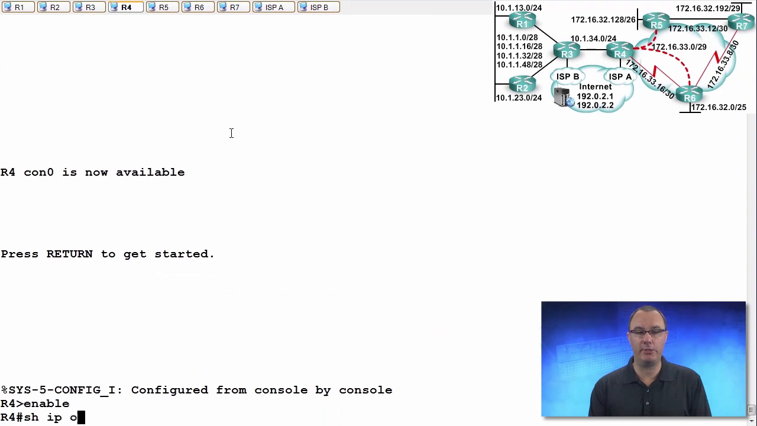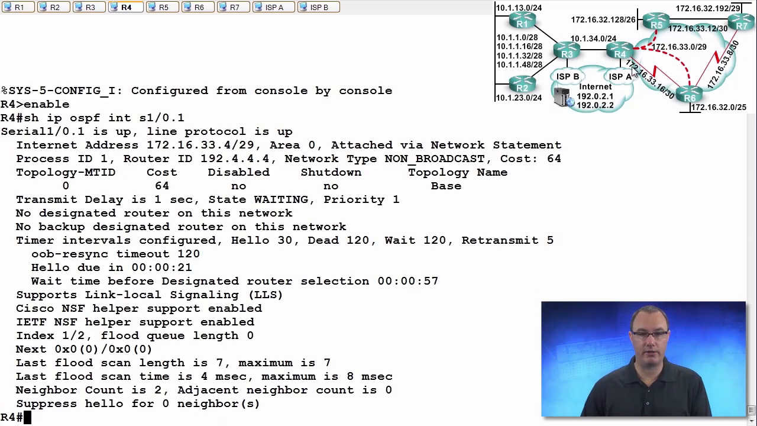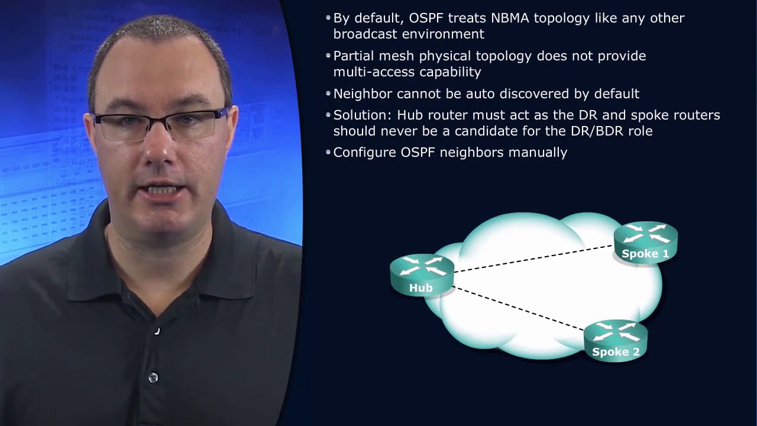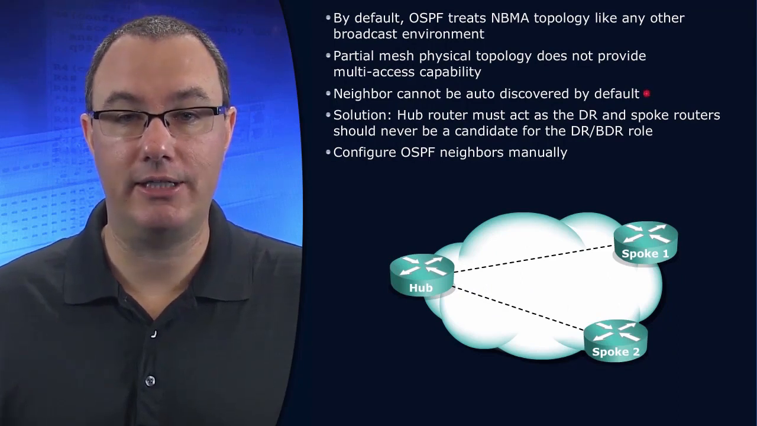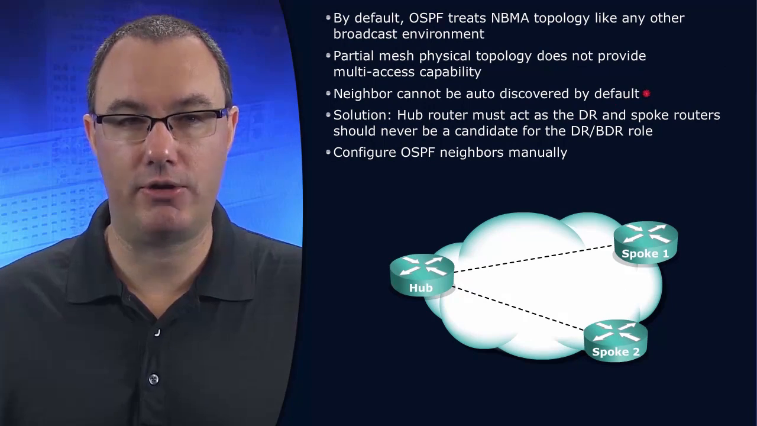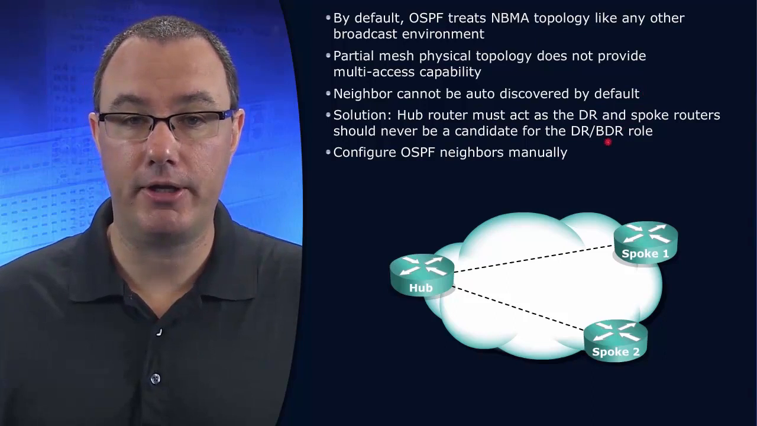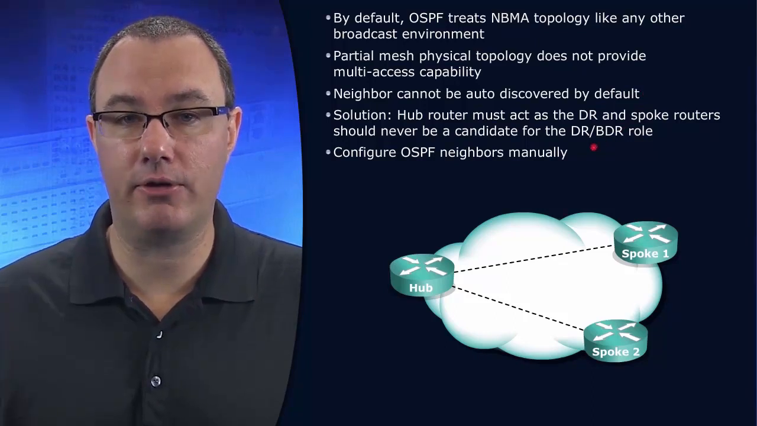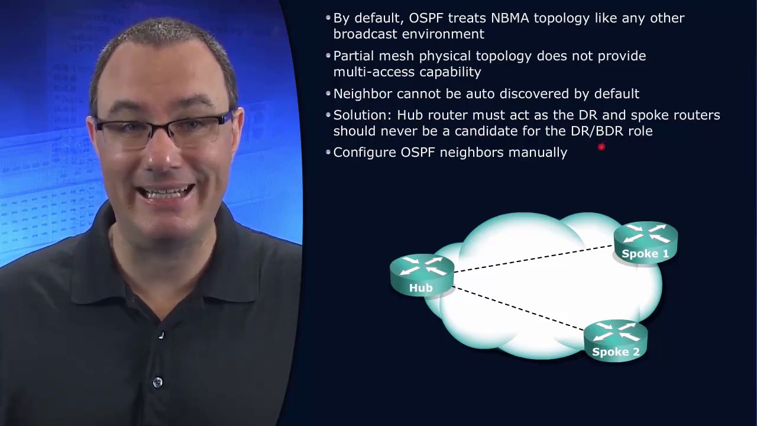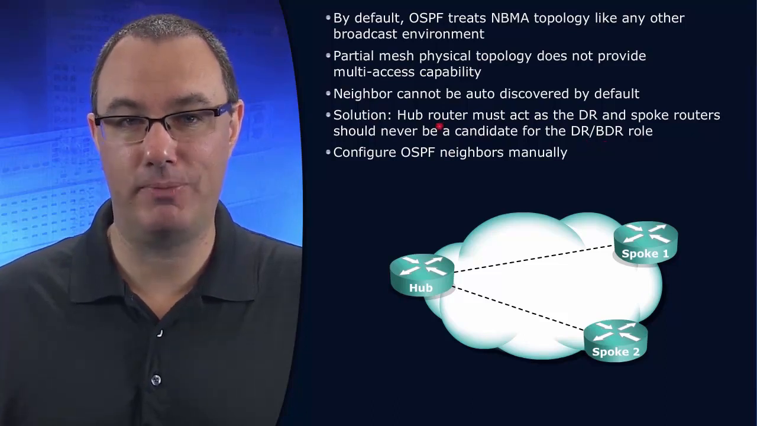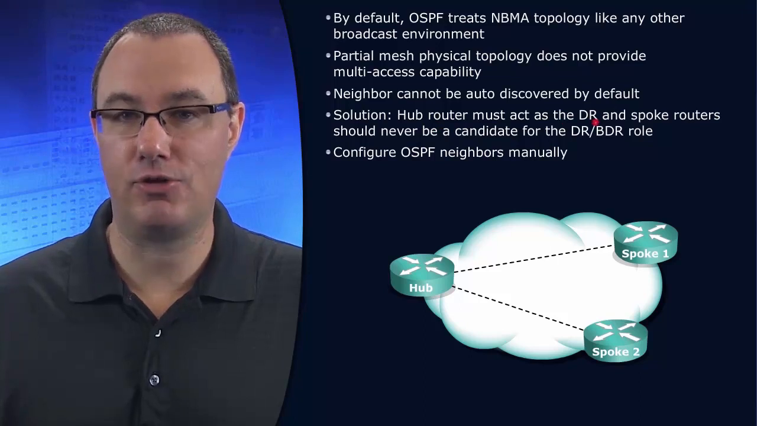If I do a show IP OSPF interface on my interface that is going to the frame relay cloud, you'll see network type non-broadcast. Now, this is really the most challenging network type to run OSPF on. And here's the deal. We have challenges with neighborship formation. We have challenges because we want to run a designated router in this media type, but we don't necessarily get the DR and BDR that we would choose. We need the hub router to be the designated router, but we have to control this ourselves.